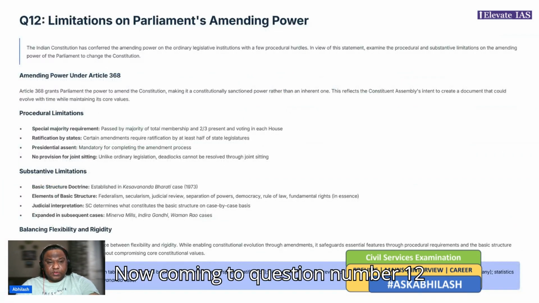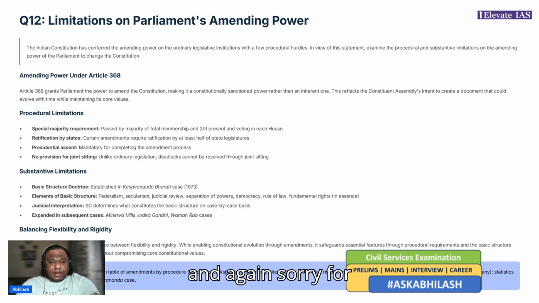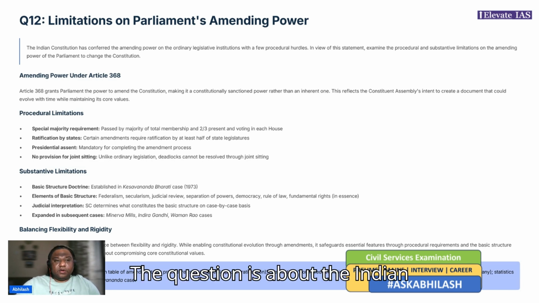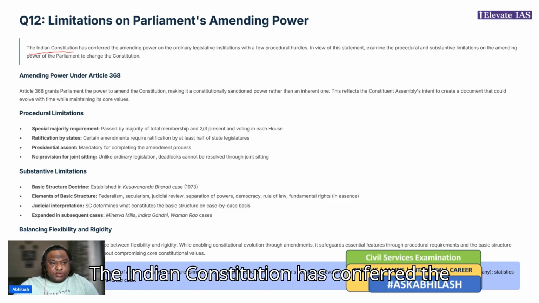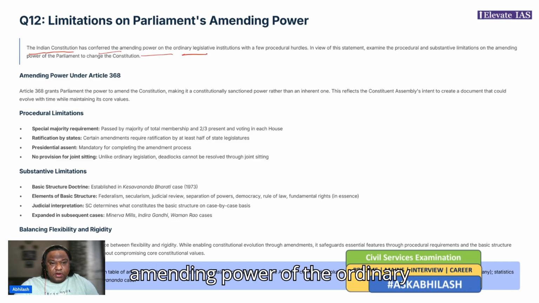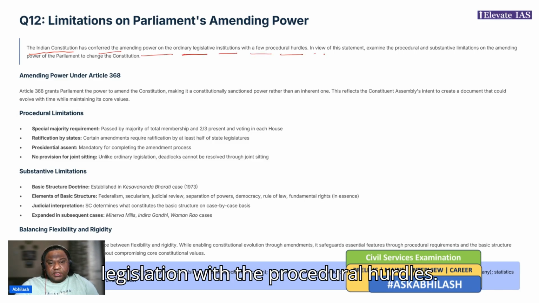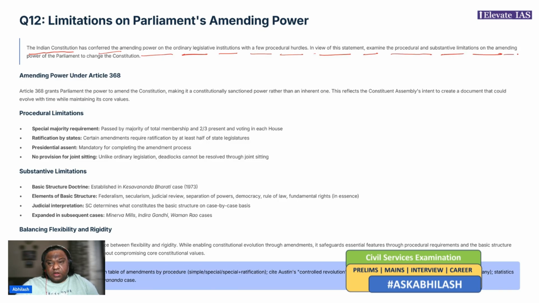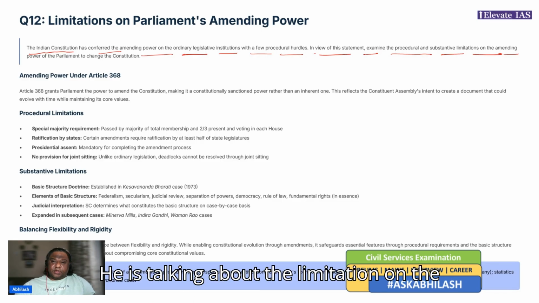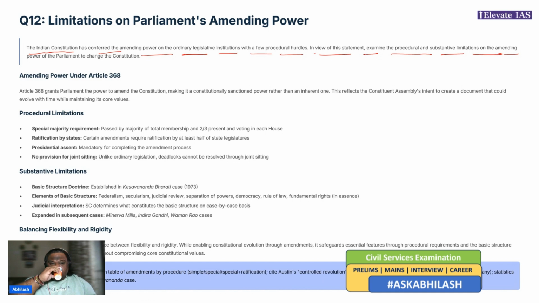Now coming to question number 12, and again sorry for the small fonts. The question is about the Indian Constitution. The Indian Constitution has conferred the amending power on the ordinary legislature with procedural hurdles. In view of the statement, examine the procedural and substantive limitations on the amending power of Parliament to change the Constitution. It is talking about the limitation on the amending power.